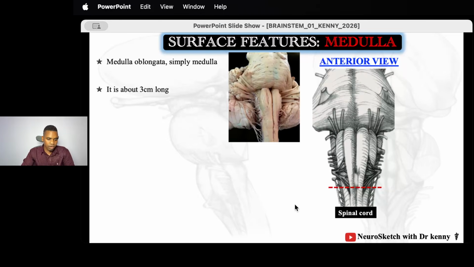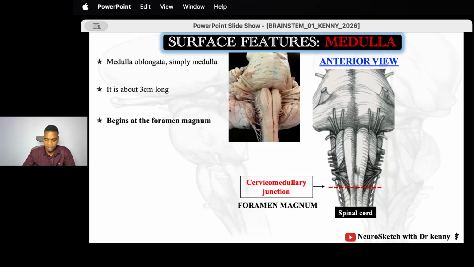into death. So the medulla starts at the level of the foramen magnum and goes upward. Remember, the level of the foramen magnum is where we have the cervicomedullary junction. So between the cervicomedullary junction and the pontomedullary junction is where we have the medulla. One of the remarkable surface features of the medulla is the presence of pyramids. We have 2 pyramids, one on the left, one on the right, and these 2 pyramids are made of white matter bundles that are carrying information from the higher centers of the brain to the lower part of the central nervous system. They are carrying motor fibers. We're going to discuss them later.